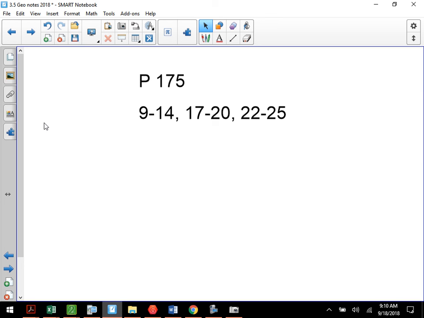Yeah, this shouldn't take very long. This is pretty quick stuff. So if you want to pull it up now, screenshot it, go from there, and get cracking.